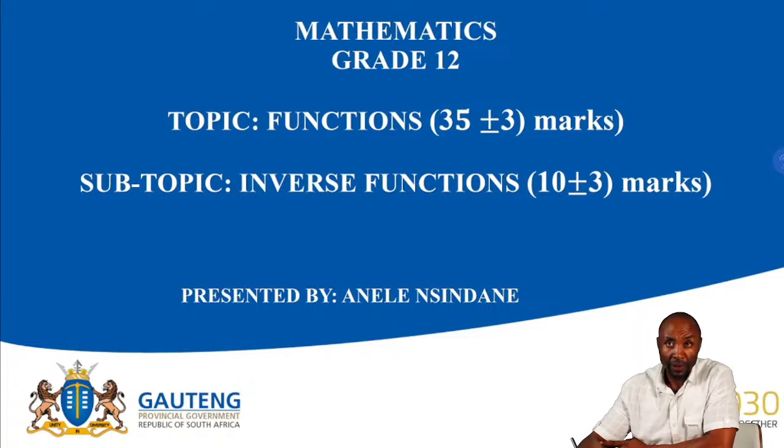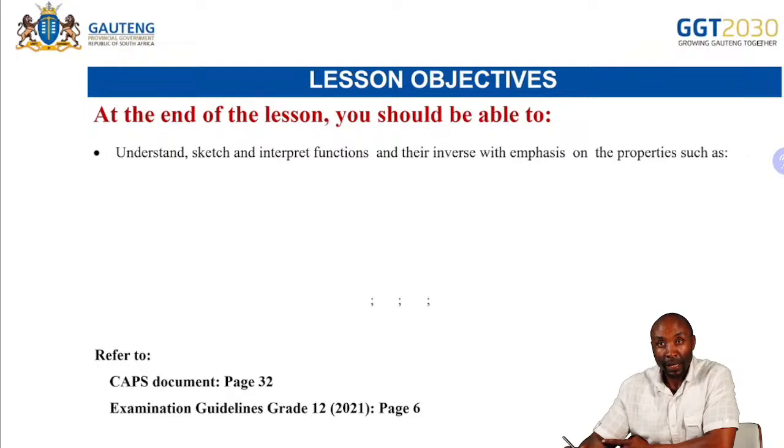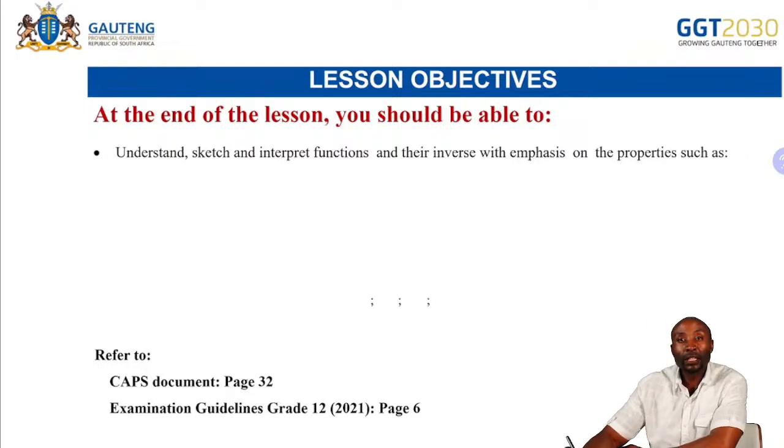So the topic is still functions, and please be reminded that functions contribute about 35 plus minus 3 marks. It's a lot of marks. And today we are looking at inverse functions, and they contribute about 10 plus minus 3 marks in our final examination paper.